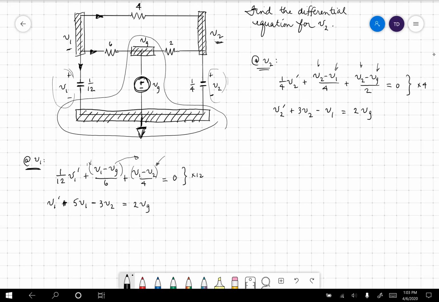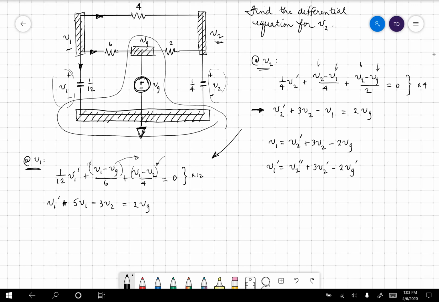Okay, this is the one that looks like we're ready to roll because we almost have everything in terms of V2. That means this is the one that we want to substitute over here. So we're going to solve for V1. When I do, I get V1 equals V2 prime plus 3 V2 minus 2 VG. And then I'm going to take its derivative because I need V1 and I need V1 prime. So V1 prime equals V2 double prime, there's my second derivative, plus 3 V2 prime minus 2 VG prime.